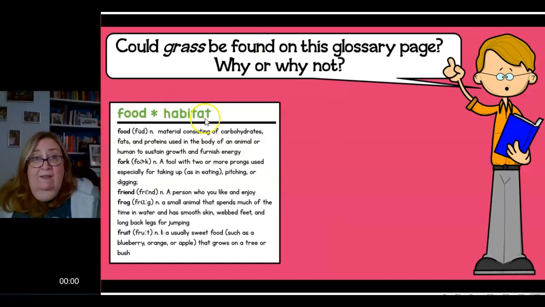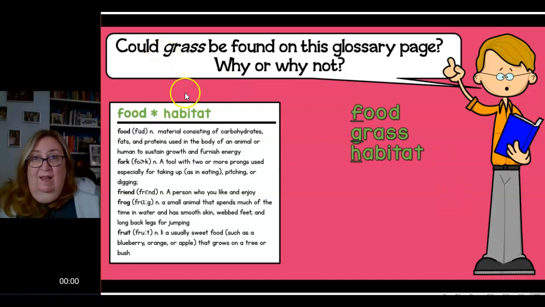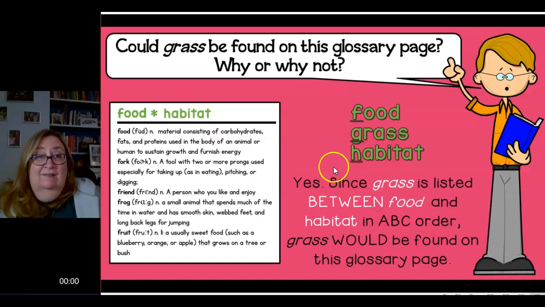So could grass be found on this glossary page? Why or why not? Go ahead and answer and tell me if you think grass could be found on this page. Okay, let's see. We are going to take those three words, food, habitat, and grass, and put them in alphabetical order. F comes before G, G comes before H. So grass would appear between the first word food and the last word habitat. So yes, since it's listed between the two in ABC order, grass would be found on this glossary page.